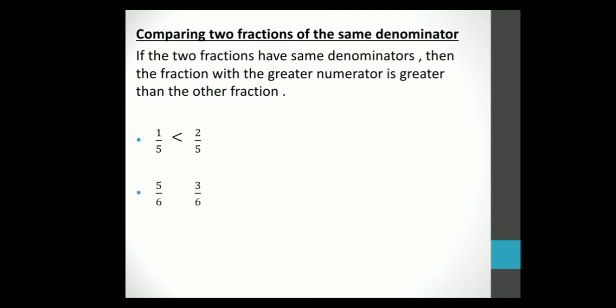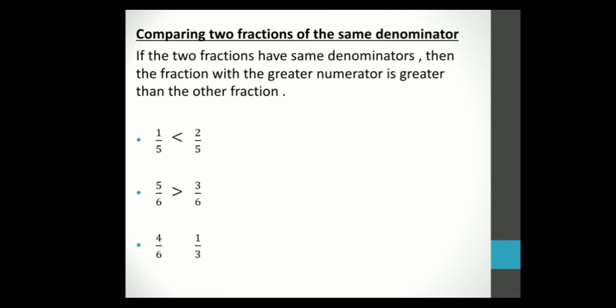Another one, I have 5 over 6 and 3 over 6. Both denominators are similar. So I search for the biggest numerator. The biggest numerator is 5. So 5 over 6 is bigger than 3 over 6.